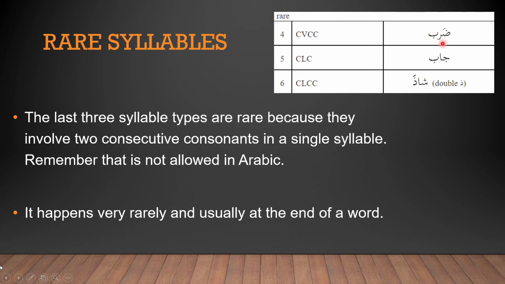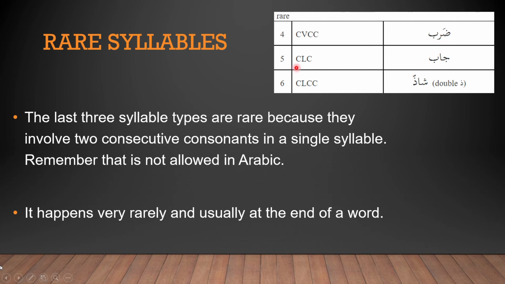So we see that when there are 2 consecutive consonants, then the sound is not very clear. It's just darb. We don't have fatha, kasra or dhamma. The only way this can be possible is if there is sukoon. So that's why this is called rare. The only way this rare syllable can happen is when there is sukoon on two letters. Alright? So when there is a sukoon on two letters, this will happen.